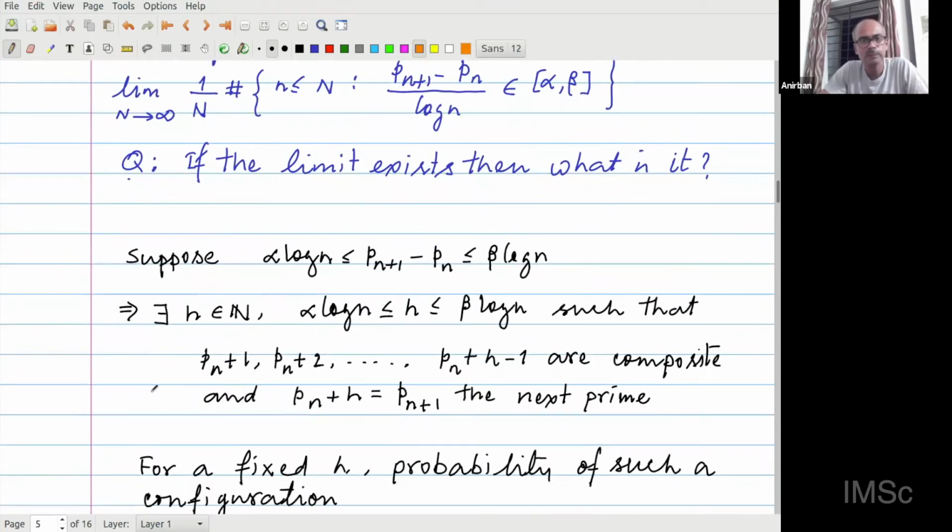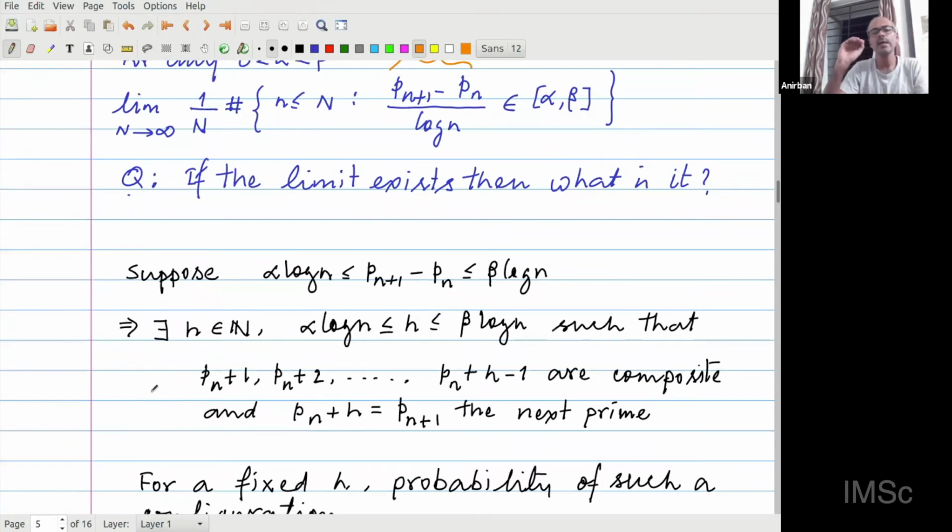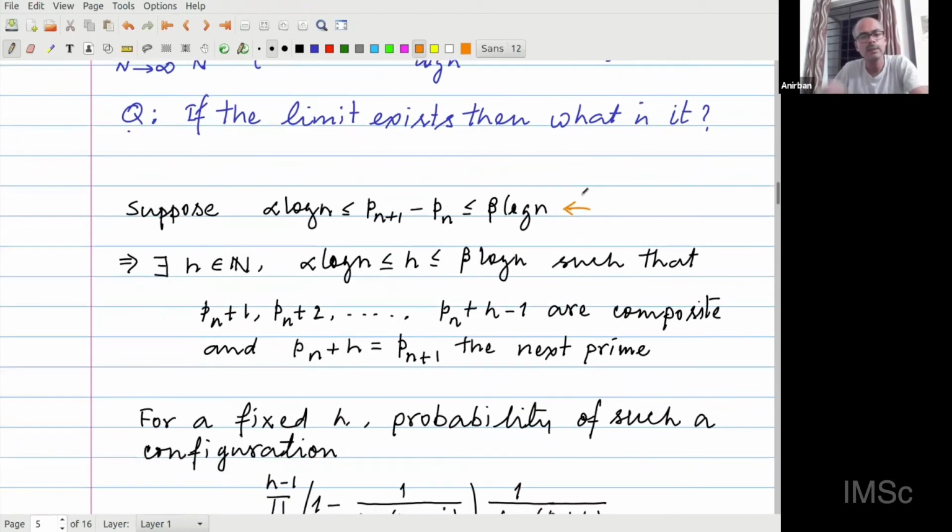Let's start using it. This is the question we are trying to address: when does the gap Pn plus 1 minus Pn fall between alpha log n and beta log n? So suppose that happens, and let's call this gap H. So let's say H is Pn plus 1 minus Pn. That's an integer, and it lies between alpha log n and beta log n.